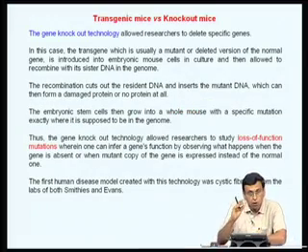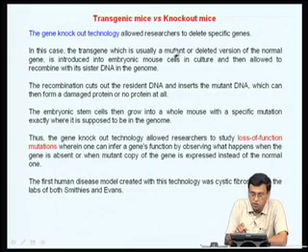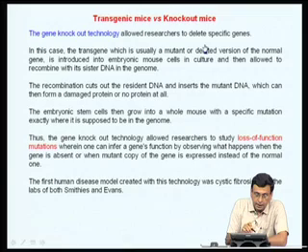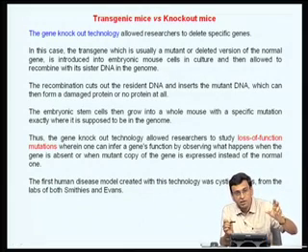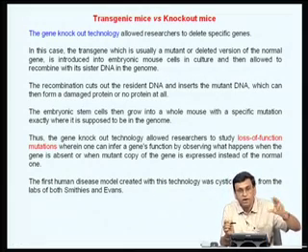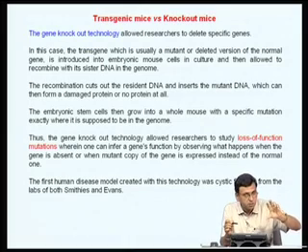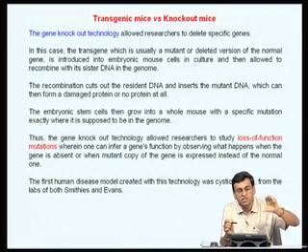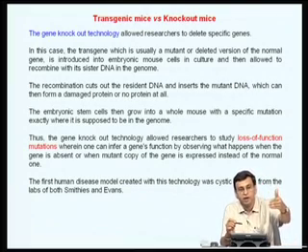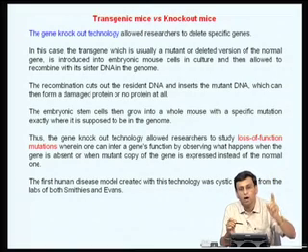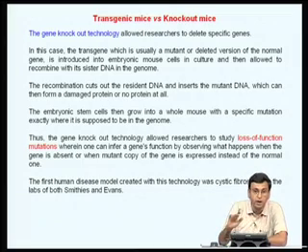Whereas, in the case of knockout mice, the knockout technology allowed researchers to delete specific genes. In this case, the transgene, which is usually a mutant or deleted version of the normal gene, is introduced into embryonic mouse cells in culture and then allowed to recombine with the sister DNA in the genome. So, you make what is called a knockout construct, in which the gene is either disrupted or mutated, and when you introduce this mutated or deleted version of a gene inside your cells, by using specific techniques, you select for those cells in which this transgene has recombined with the endogenous chromosomal copy and therefore has deleted both the normal alleles in the chromosome, so that only your transgene or the mutant version of the gene is expressed. So, you do not have the normal copies of the gene anymore.